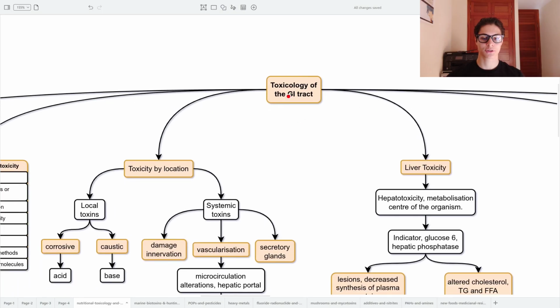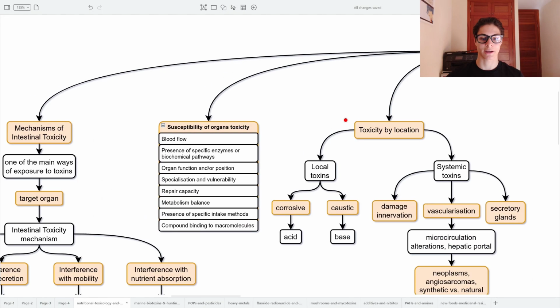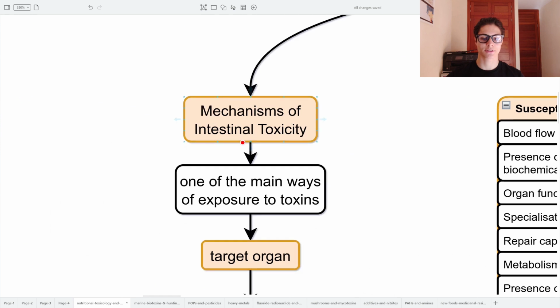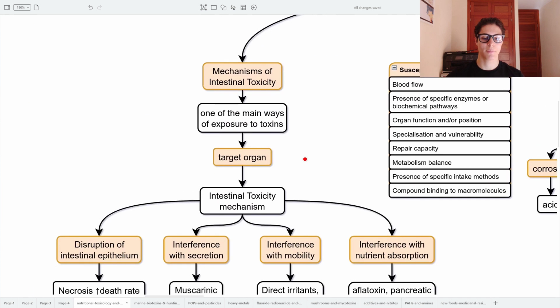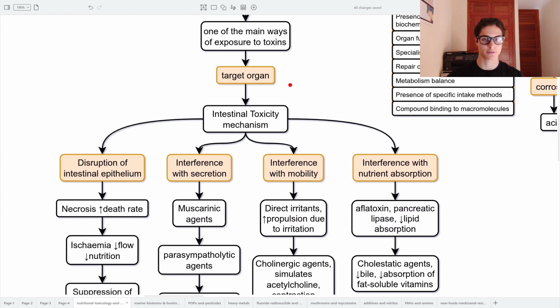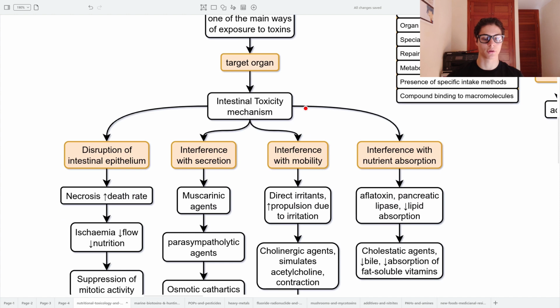Moving on, we have the toxicology of the gastrointestinal tract. The mechanism of intestinal toxicity is basically that this is a target organ. It's one of the main ways of exposure to toxins. If you ingest something, you're going to be exposed to those toxins.